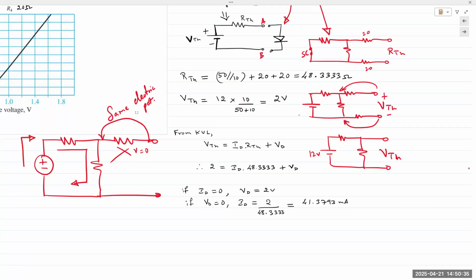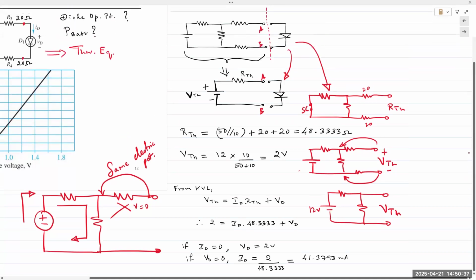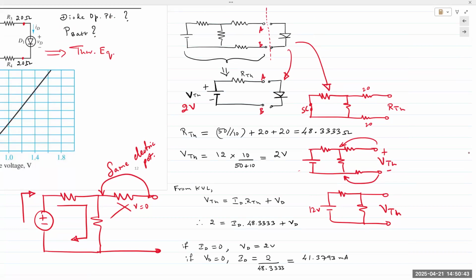Okay. So now we can replace this circuit, and this VTH becomes 2 volts. This RTH becomes, what is it? 48.33. That is what the diode sees. It sees the 4 resistors as a single resistor of 48.33 ohms, and it sees the 12-volt source as a 2-volt source. Okay.